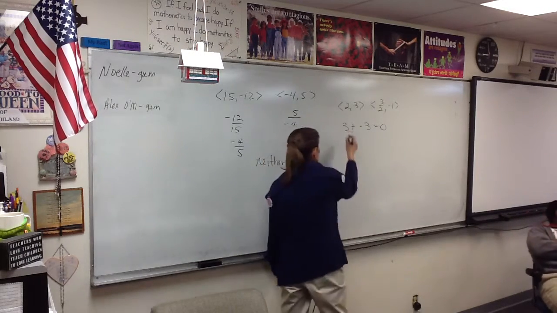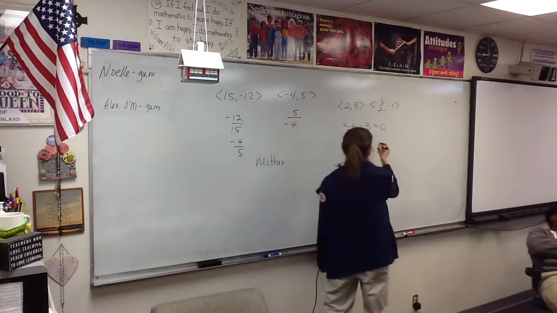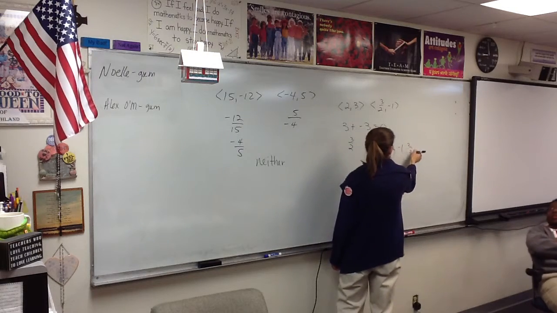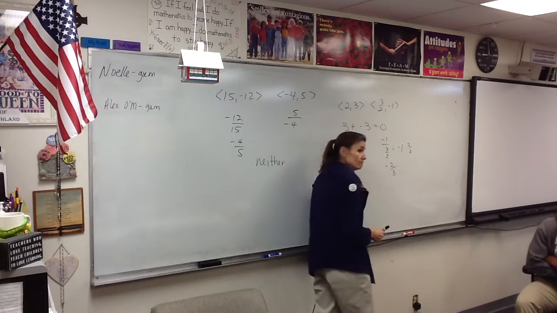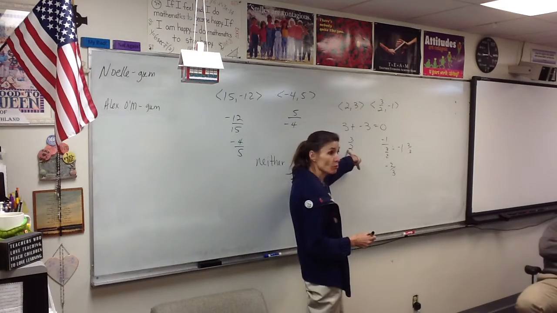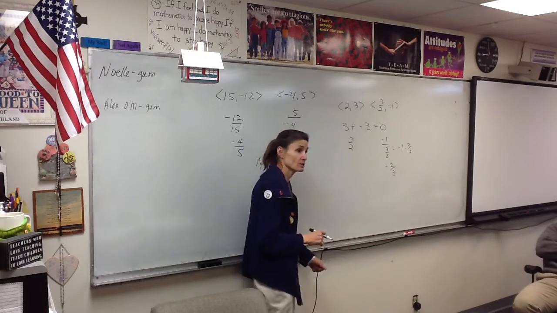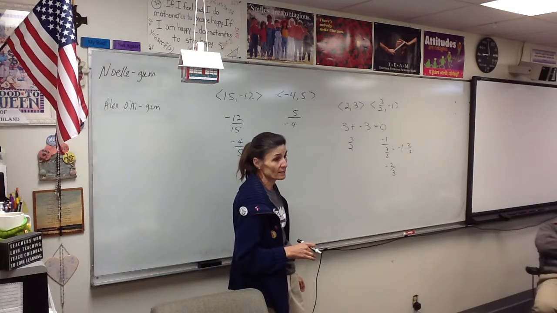You could also do the slope. The slope of this one is 3 halves. The slope of this one is negative 1 divided by 3 halves, which is negative 1 times 2/3, or negative 2/3. So a slope of 3 halves and a slope of negative 2/3, opposite reciprocals. And that was your job here, to show that they are perpendicular.